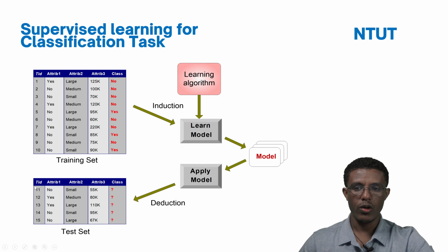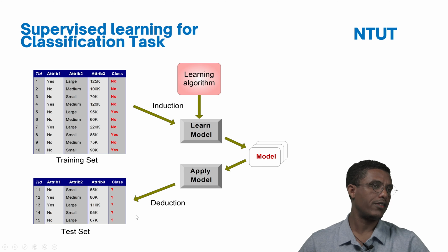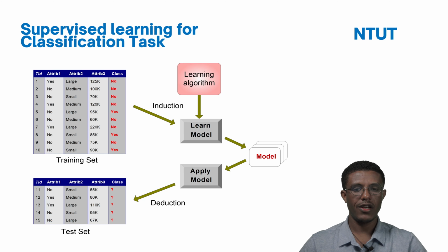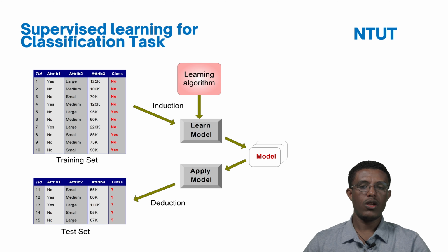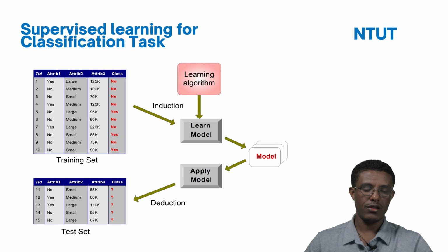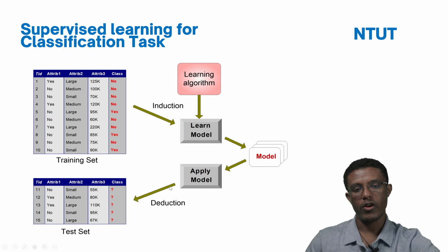That means when we give this data, the model, based on what it learned from the training data, predicts the class of each row. That is the test data. The test data is used to check whether the model can predict correctly based on the training set. This is the way supervised learning works.